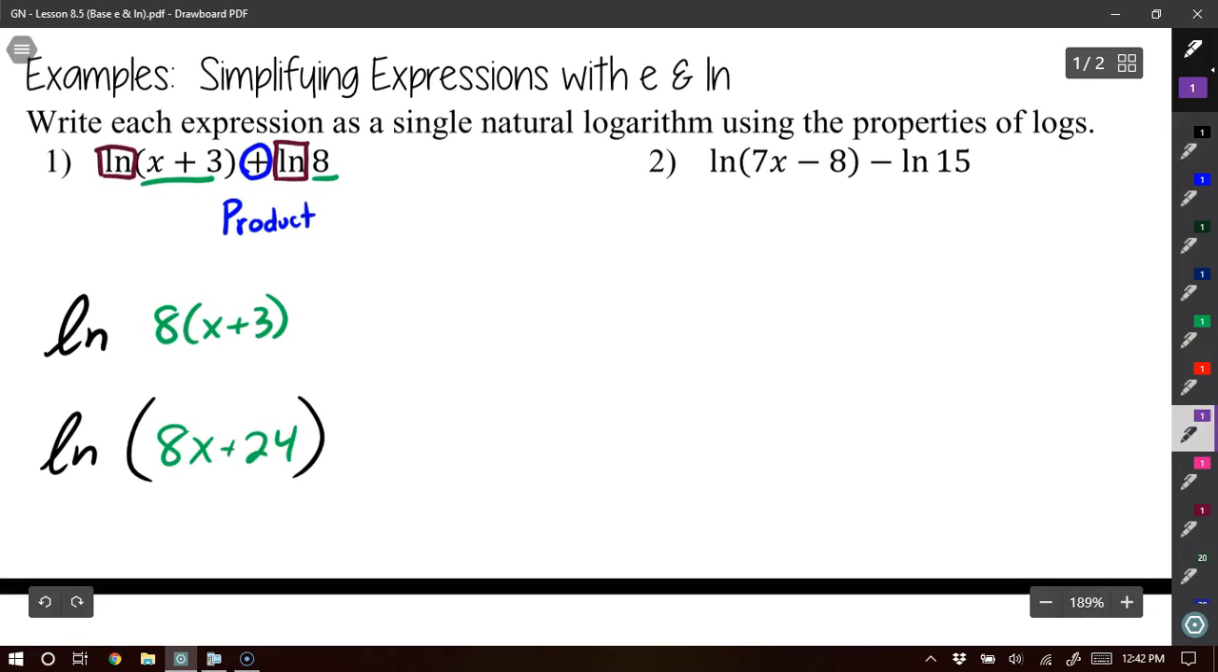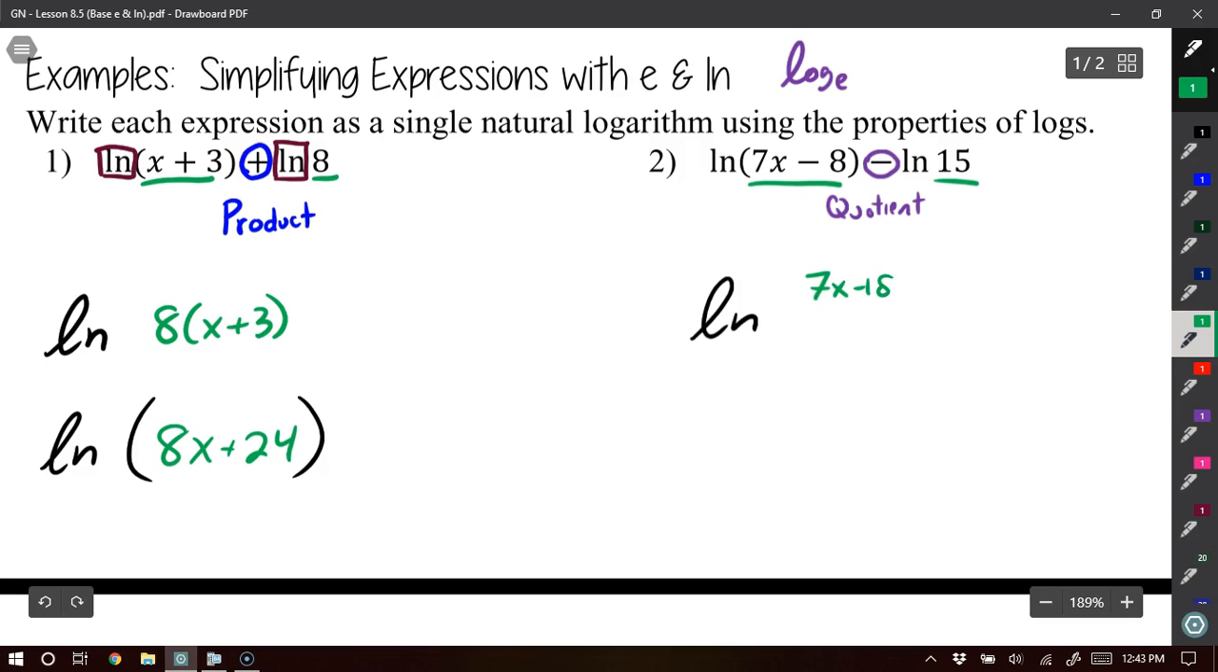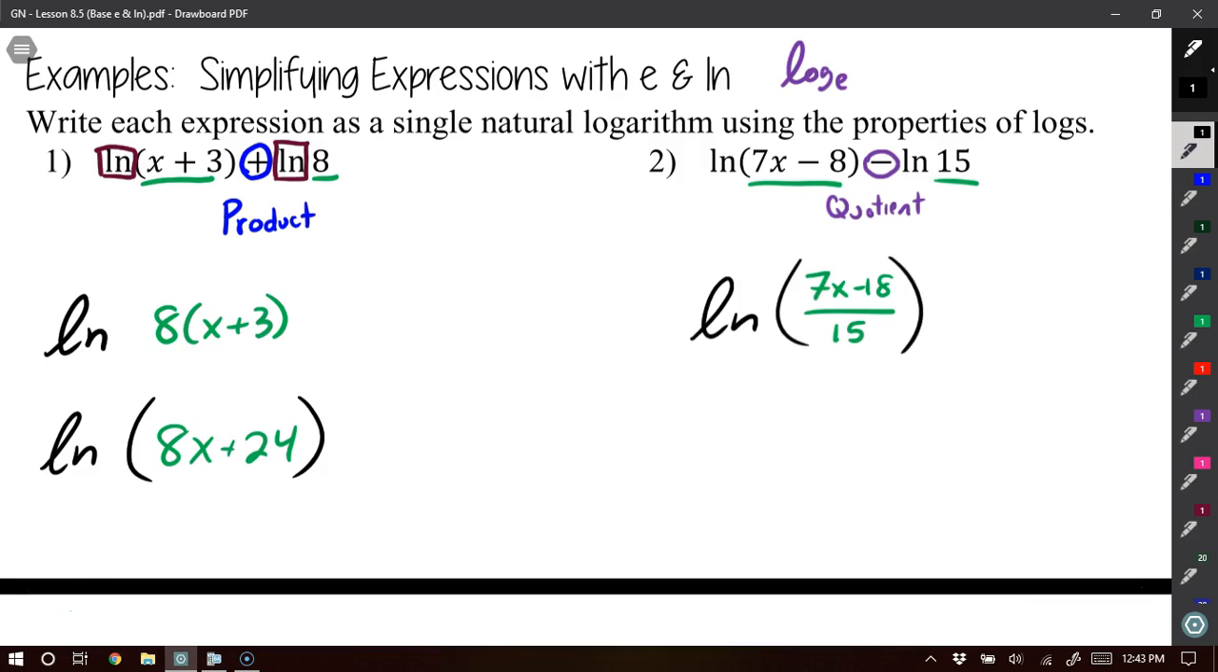Now, the second one, I am subtracting 2 logs. Who cares that it's ln? It's really log base e. They're still logs. So that means I am subtracting, so that's my quotient rule. When I want to merge these together, I'm going to divide my terms. So I'm going to take 7x minus 18 and divide by 15. That right there is the merging together. It's less writing. I write 2 letters instead of 4 letters.